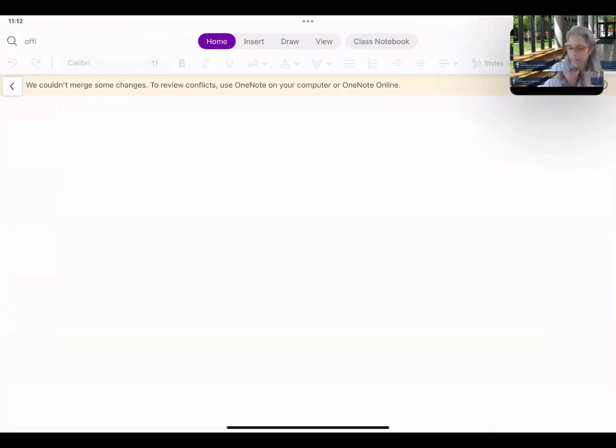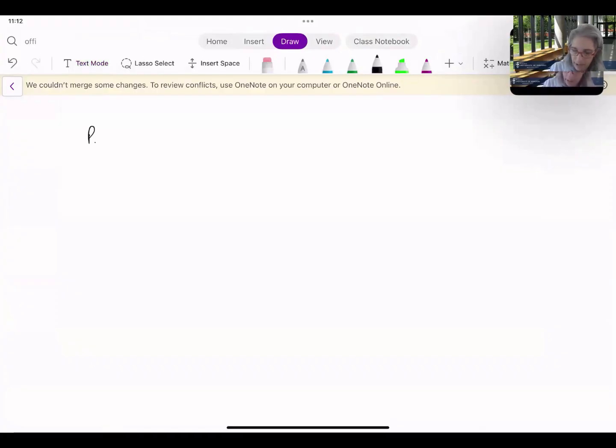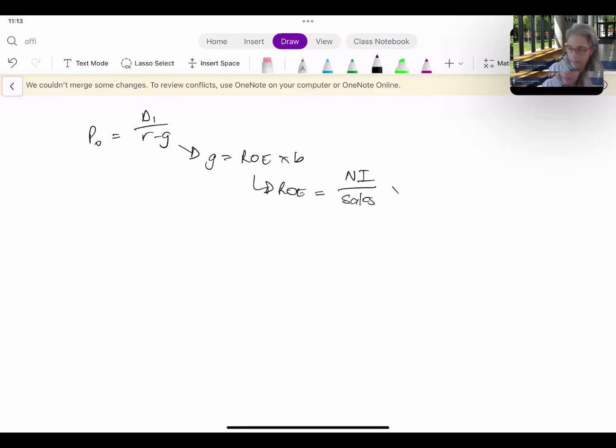So if we just take a step back to where we came from last week, the price of a share today is D1 over R minus G. That's what we did last week. And then we said G, the growth rate, is ROE times B, the return on equity times the retention rate. And then ROE itself is split into the DuPont ratio: net income over sales times sales over total assets times total assets over equity.